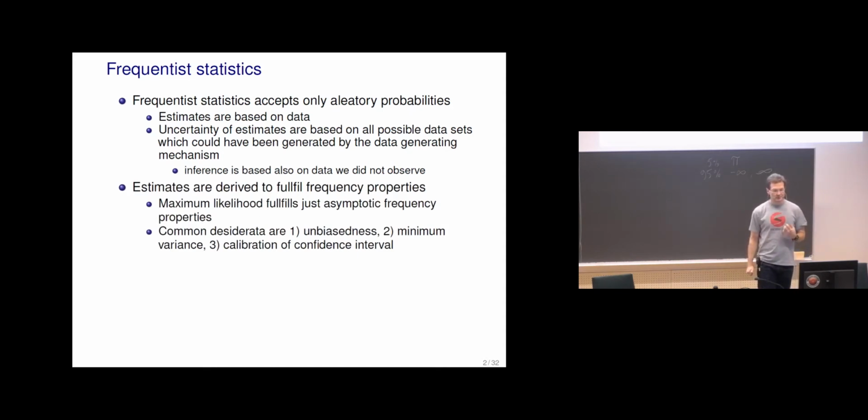It's common to say just Bayesian versus frequentist, but actually frequentist statistics has different schools also on how to make these estimates. Maximum likelihood is one of these, not accepting that we would combine the likelihood and prior to a posterior, just looking at the likelihood. And that fulfills just these asymptotic frequency properties, but not necessarily unbiasedness. And then there are estimates which start from requiring unbiasedness, and given unbiasedness, then thinking about additional properties like minimum variance or calibration of confidence intervals.